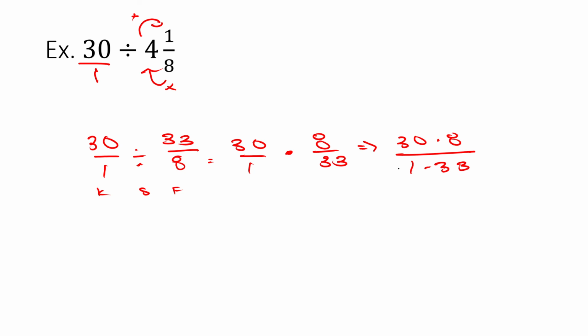So option 3 again, for me at least, I can divide 30 and 33 by 3. So 30 divided by 3 is 10, and 33 divided by 3 is 11. Now simply multiply across. 10 times 8 is 80, and 1 times 11 is 11. So your final answer is 80 over 11.